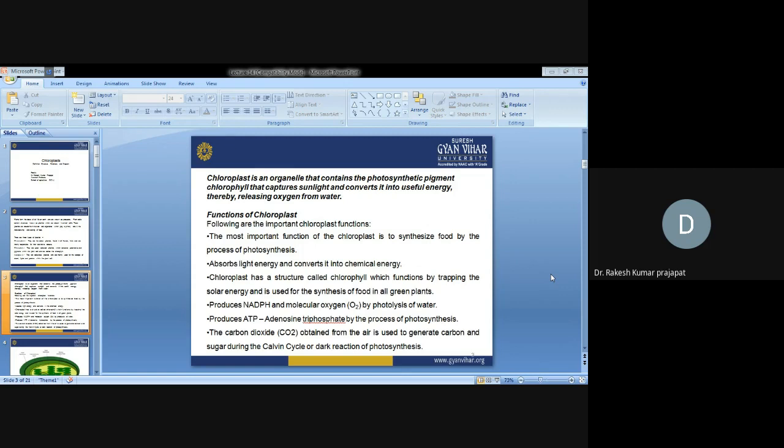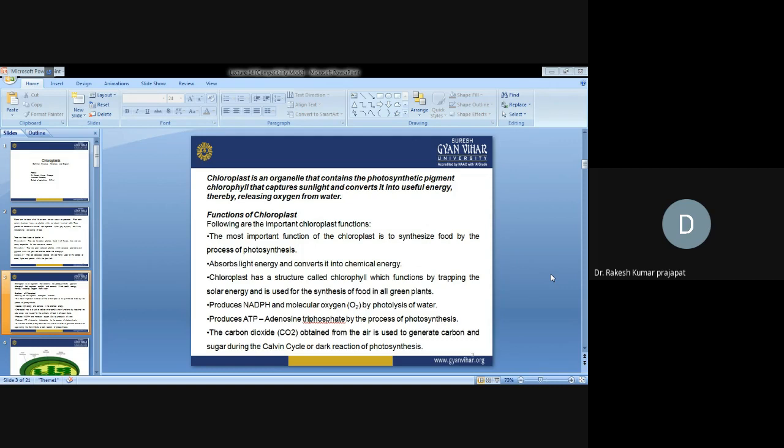Now we talk about the different functions. The most important function of chloroplast is to synthesize food by the process of photosynthesis. Its main function, as it is green in color, is to capture the sunlight. It also absorbs the light energy and converts it into chemical energy.